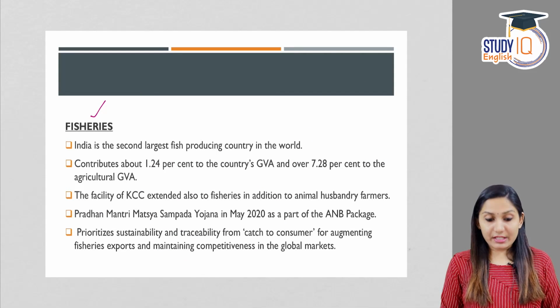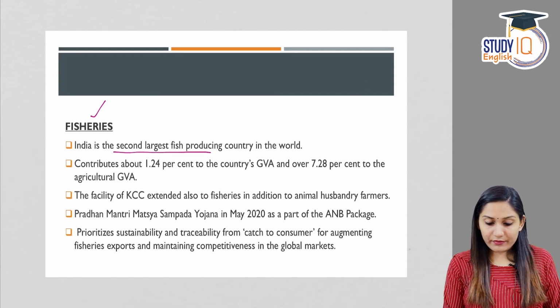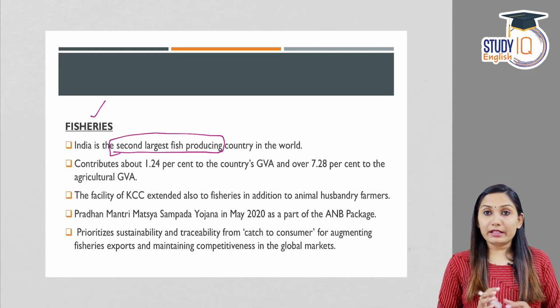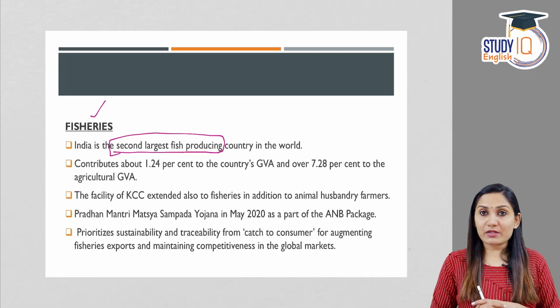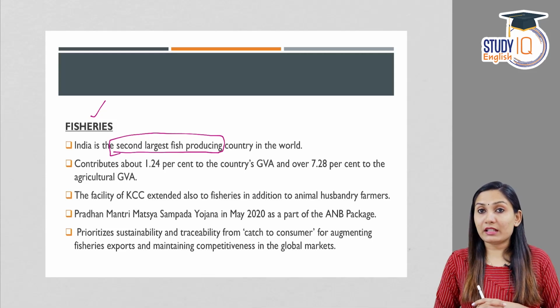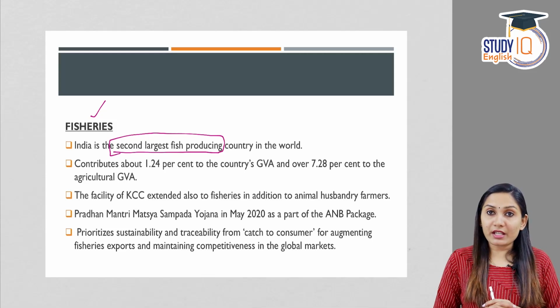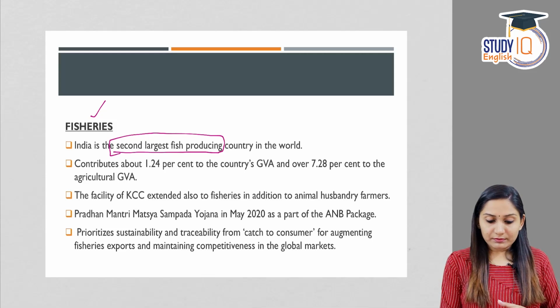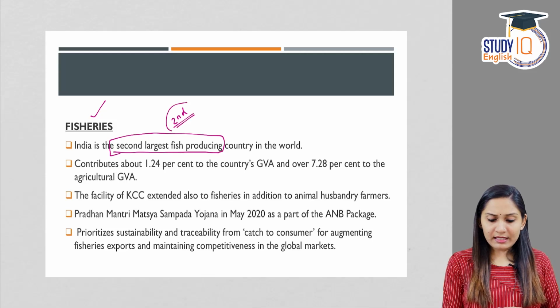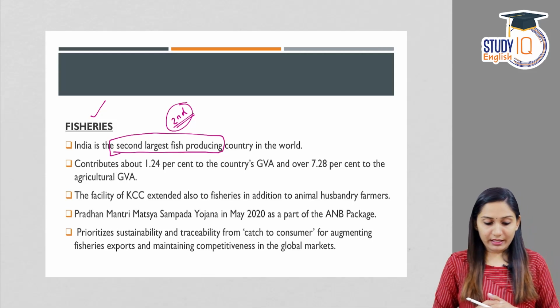Next, we are coming to fisheries. India is the second largest fish producing country in the world. In case of milk production, we are the largest one, contributing around 23%. And coming to fisheries, we are the second largest fish producing country in the world.